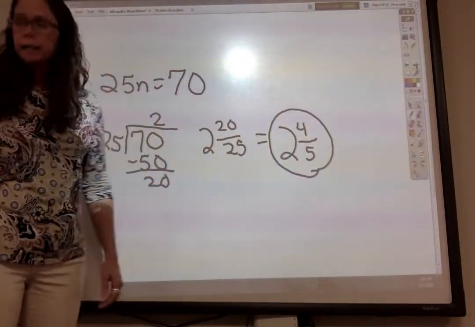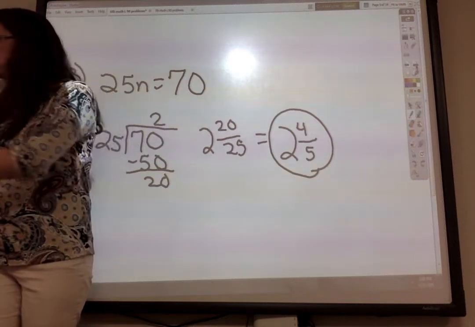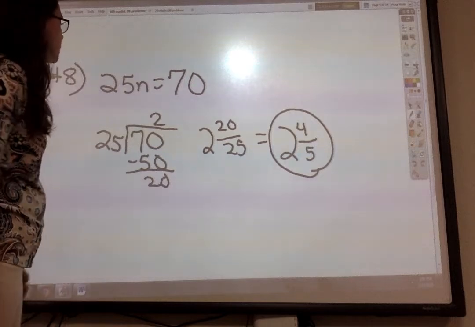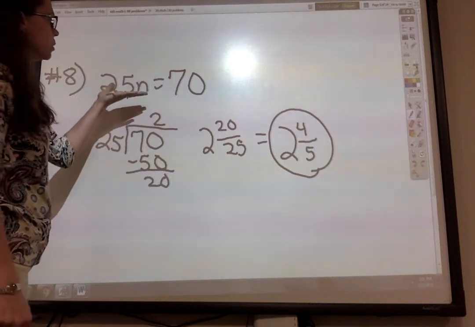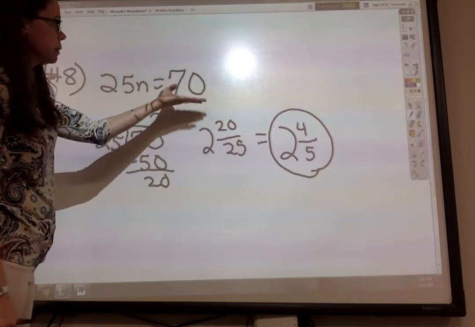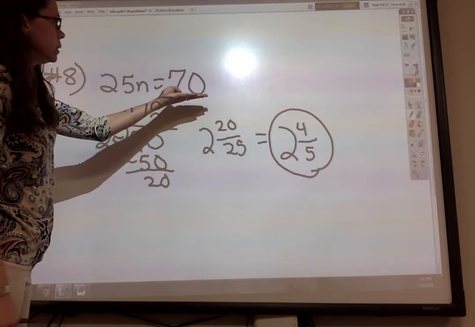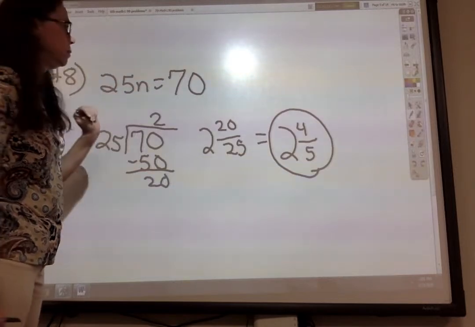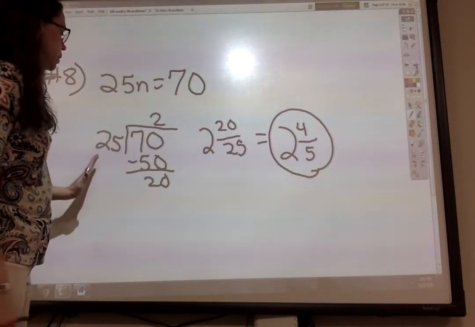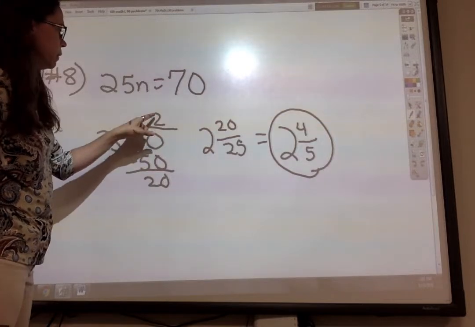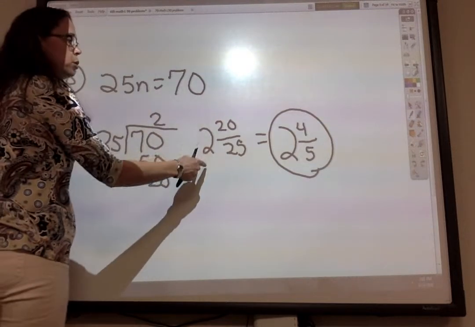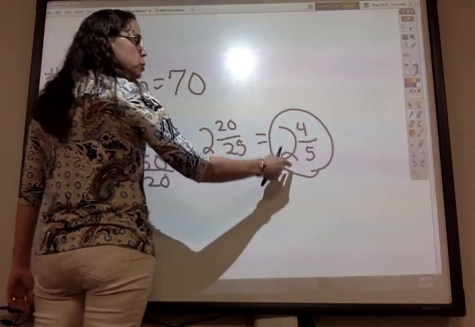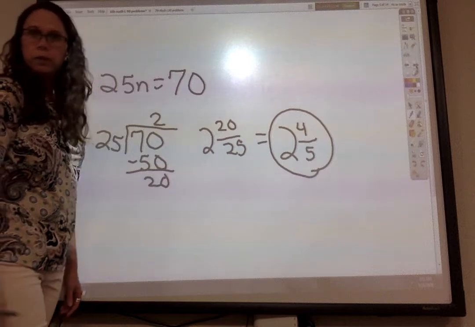The next one, number 8, asks us to find a missing factor. This tells us that the factor is going to be a mixed number. So when we have a missing factor, factors are numbers that are multiplied together to give us a product. I can take the product and divide by the factor that I know to find the factor I don't know. So I'm going to take 70 and divide it by 25. 25 will go into 70 2 times with 20 left over, 2 and 20 over 25. This reduces to 2 and 4/5.